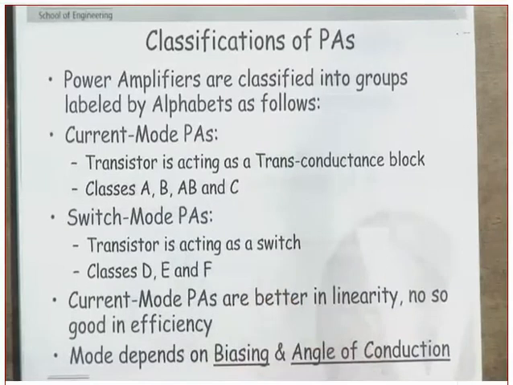And we saw the classes A, B, and C, and we saw that for all of these classes, the circuit is relatively unchanged. What is going to change is the point where we are going to bias our transistor. Clear? The biasing point will be changing.